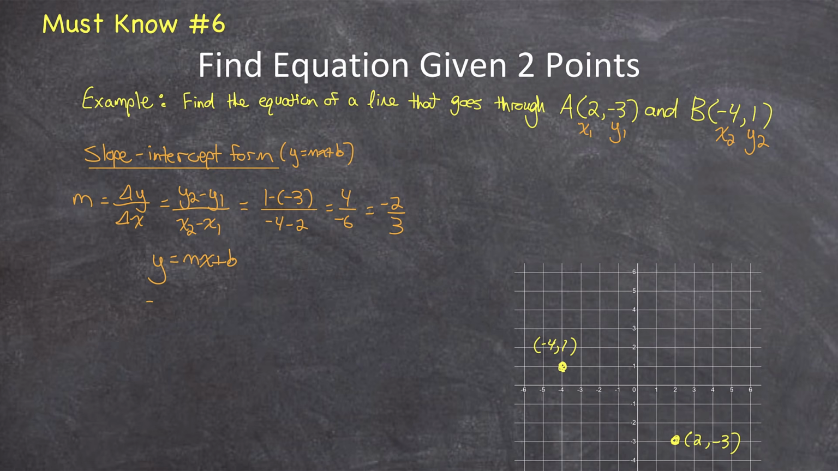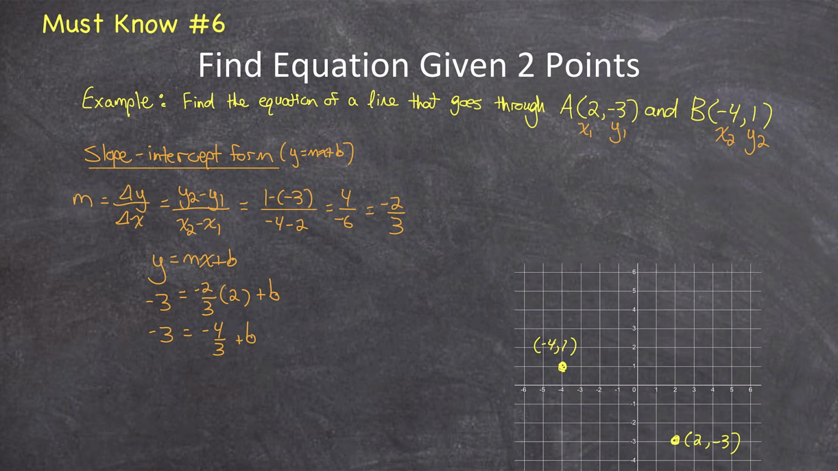So the y value is negative 3. My m value is negative 2/3. My x value is 2. And then my only unknown for this relationship is b. So I have to solve for b. I have negative 3 equals negative 4/3 plus b.